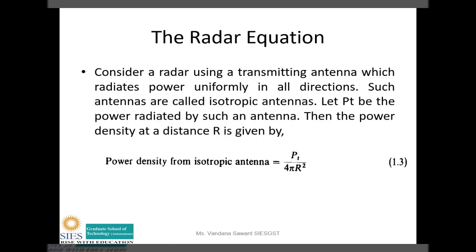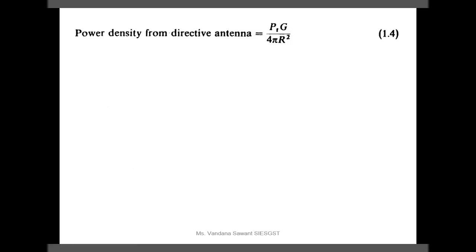But many times we know the direction of the target. So if we know the direction of the target, we can use a directive antenna. Now, if we are using a directive antenna, we have to add the parameters of the directive antenna in this equation. Then we can rewrite the equation: power density from the directive antenna is equal to PtG upon 4 pi r square, where G is the gain of this directive antenna.